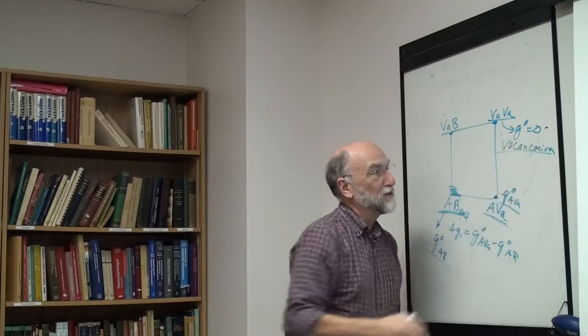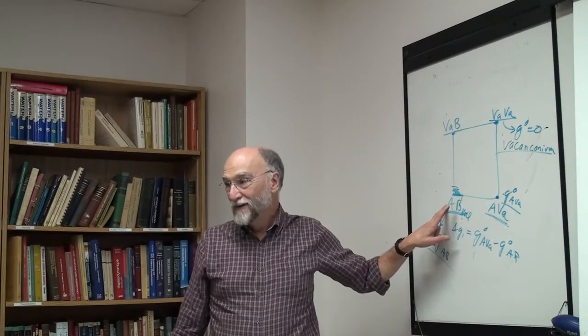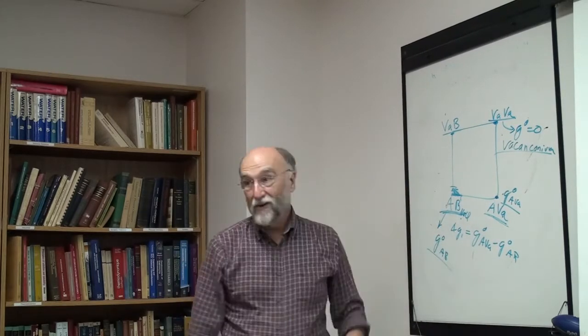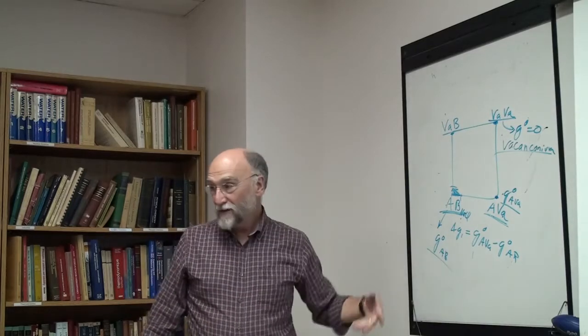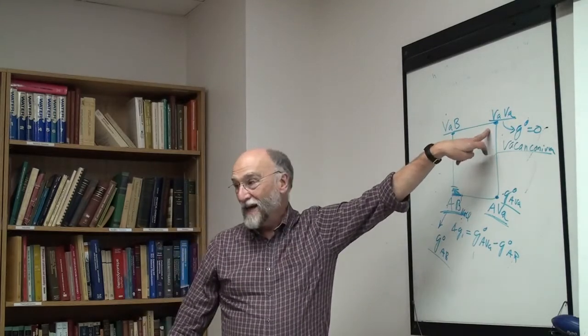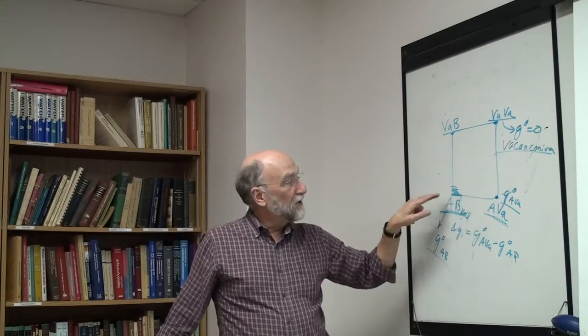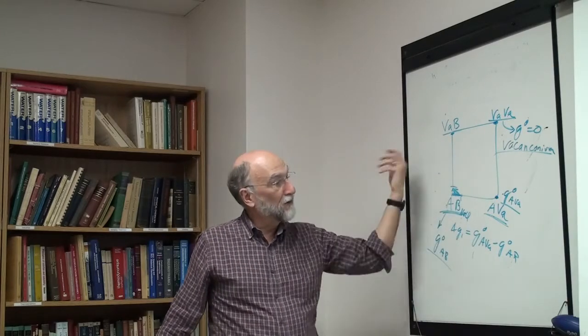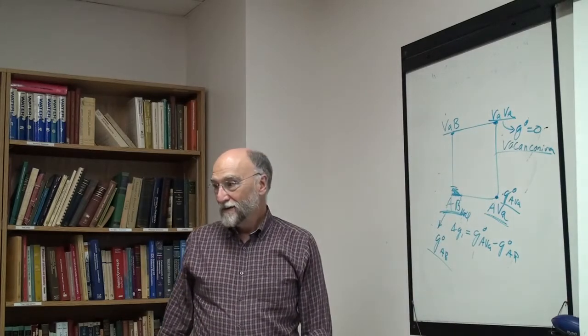And people will say the Gibbs energy of vacansonium must be zero. Well, no, it's not zero. It's this plus this minus this. It's a huge, big positive number. It's the Gibbs energy of removing all the forming defects everywhere. It's not an empty lattice. It's a hypothetical energy of totally removing all the defects.